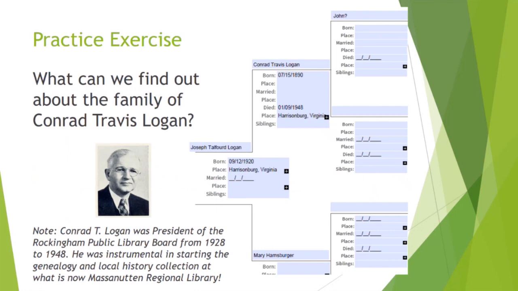All right, so I want to show you how we would go about researching a family, starting with what little information we know. So we are going to look at the family of Conrad Travis Logan as if we're his son, Joseph Talford Logan. Conrad Logan was president of the Rockingham Public Library Board from 1928 to 1948, and he was instrumental in starting the genealogy and local history collection at what is now Massanutten Regional Library. So I thought he would be a fun guy to start with.